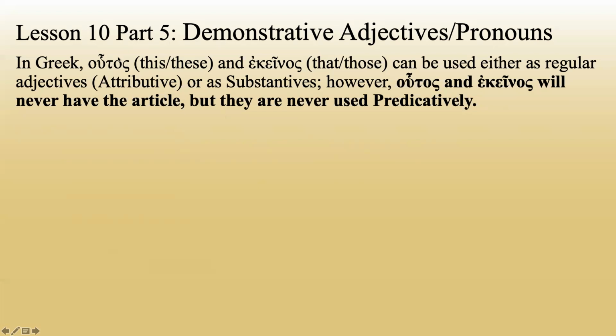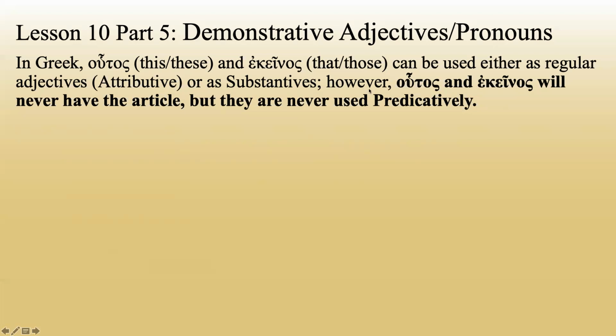So if you want to use some hand motions, I find that extremely helpful. Houtos is close, so I point to myself. Ekeinos is far, so I point far away. Houtos close, ekeinos far. That can help you keep these two separate because they're easy to confuse because you learn them together.